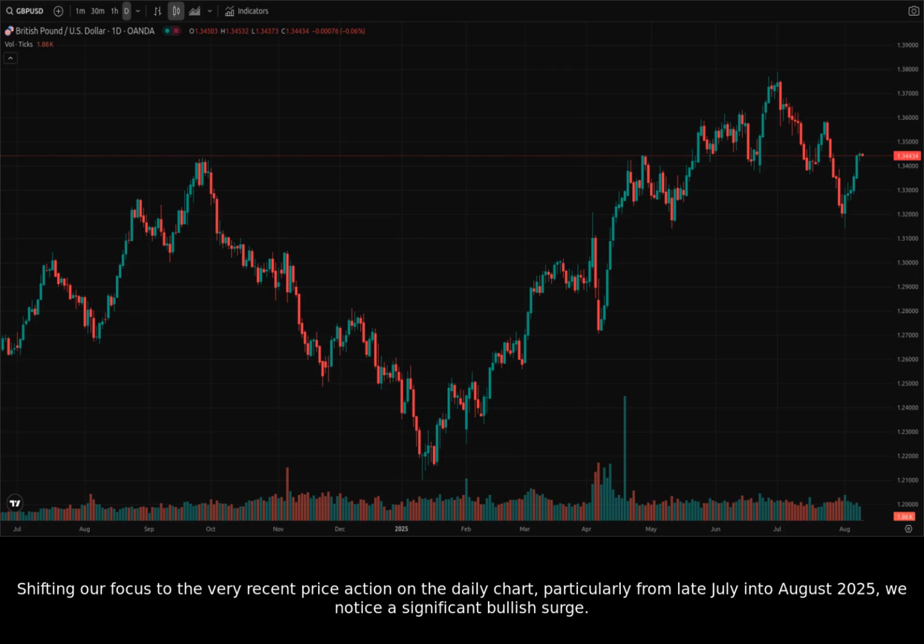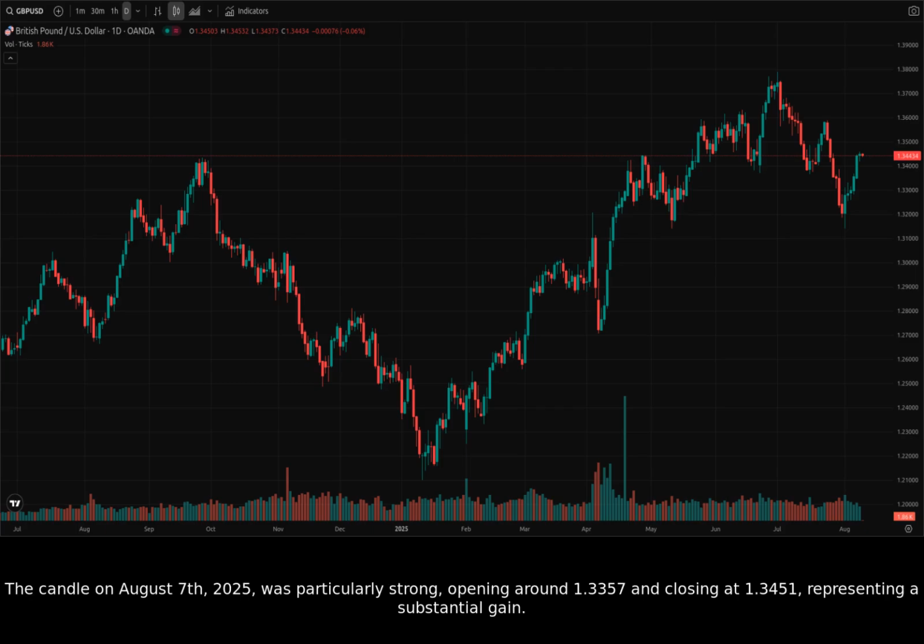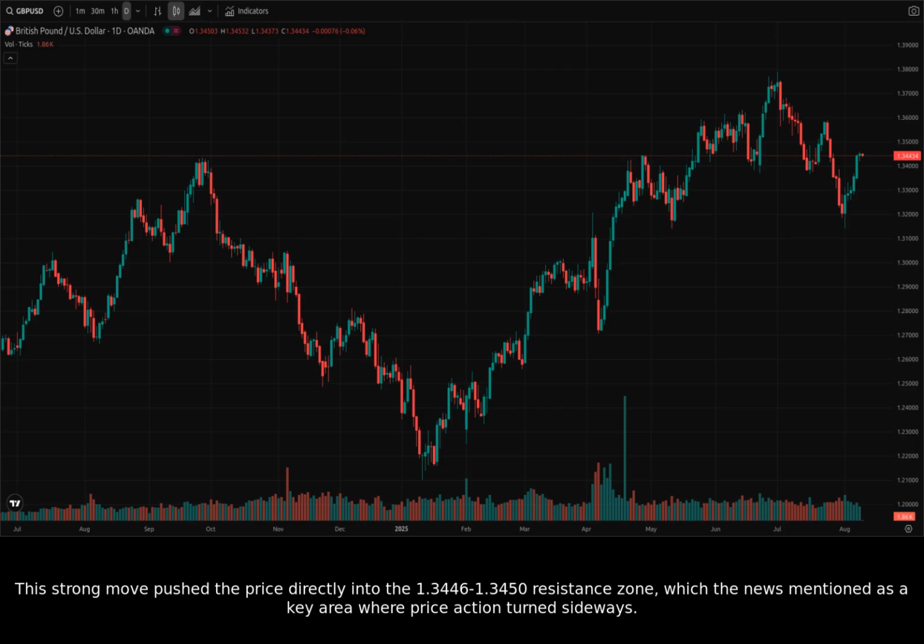Shifting our focus to the very recent price action on the daily chart, particularly from late July into August 2025, we notice a significant bullish surge. The candle on August 7, 2025, was particularly strong, opening around 1.3357 and closing at 1.3451, representing a substantial gain. This strong move pushed the price directly into the 1.3446 to 1.3450 resistance zone, which the news mentioned as a key area where price action turned sideways.